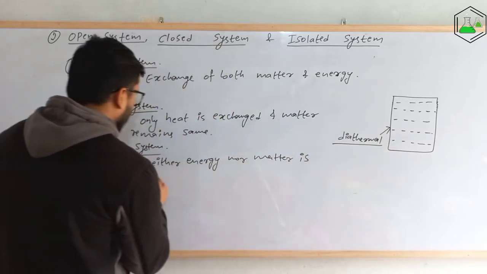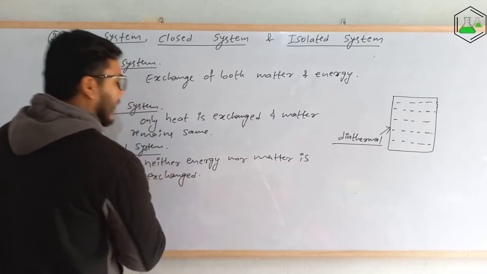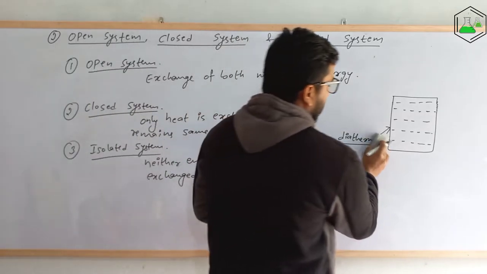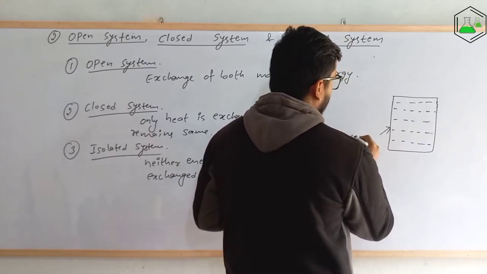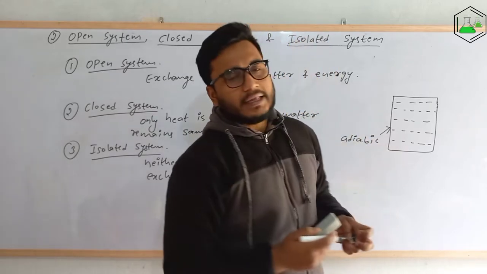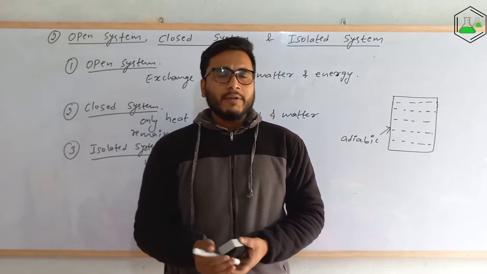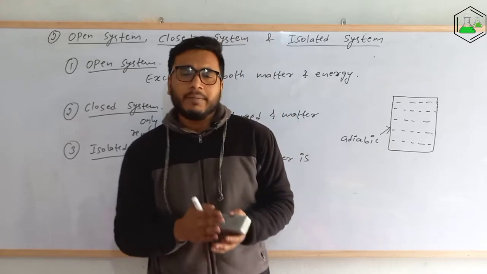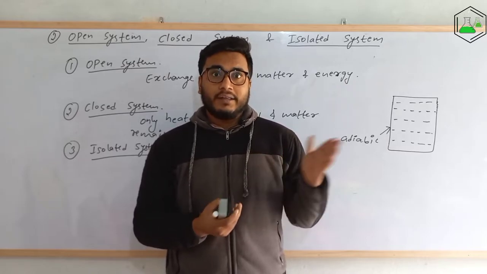Matter is exchanged between the system and the surrounding. And in this particular case, the wall will be adiabatic. That means it will not let anything change. An example of that is, if you put hot water in a thermos flask, then what will happen? After some time as well, the temperature remains the same, and the matter does not get exchanged, right?